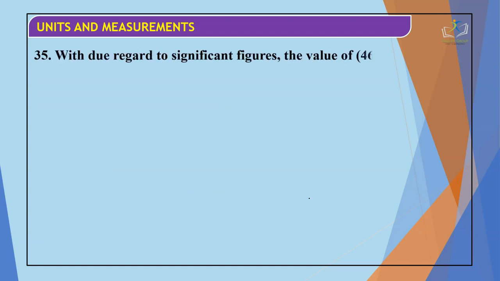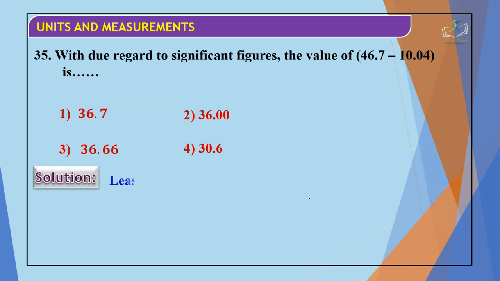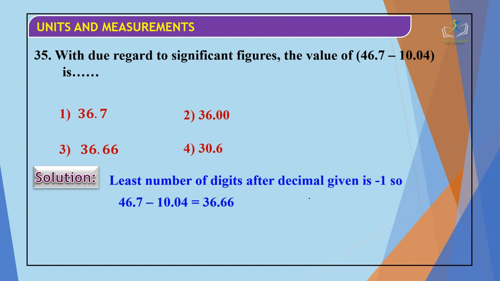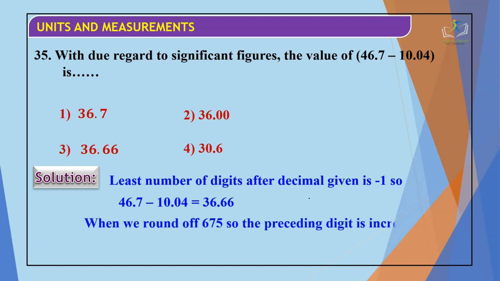Next question we have: with due regard to significant figures, the value of 46.7 minus 10.04 is. Firstly, what you have to do is see the significant figures. Accordingly, you have to give the answer. So the least number of decimal digits will be 1. For that, the answer will be 36.66. And when you are rounding off the 675, the preceding digit is 6. According to this, the correct answer is 36.7, which is option 1.